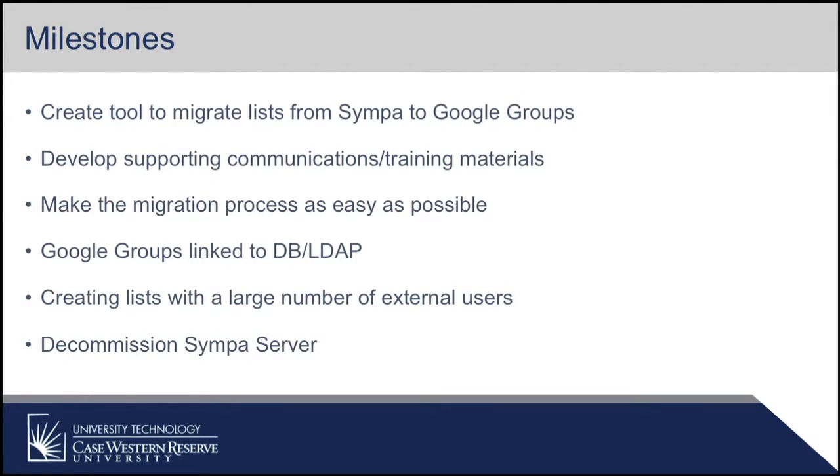Some of the objectives or milestones that we want to accomplish under this project is to have a tool available for end users to migrate lists from Sympa to Google Groups, provide all the supporting documentation and communication for how to do that, and use Google Groups functionality going forward. Also, we want to make the migration as easy as possible on the end users. We'd also like to provide functionality linking Google Groups with LDAP databases for maintaining mail lists going forward using an LDAP database option.